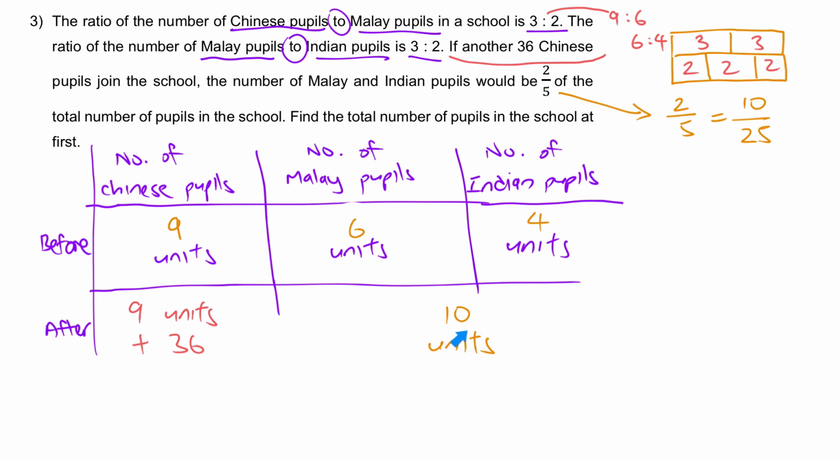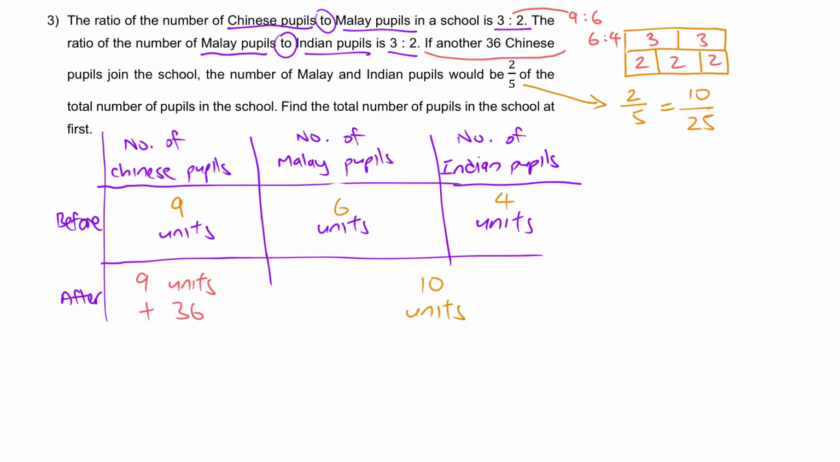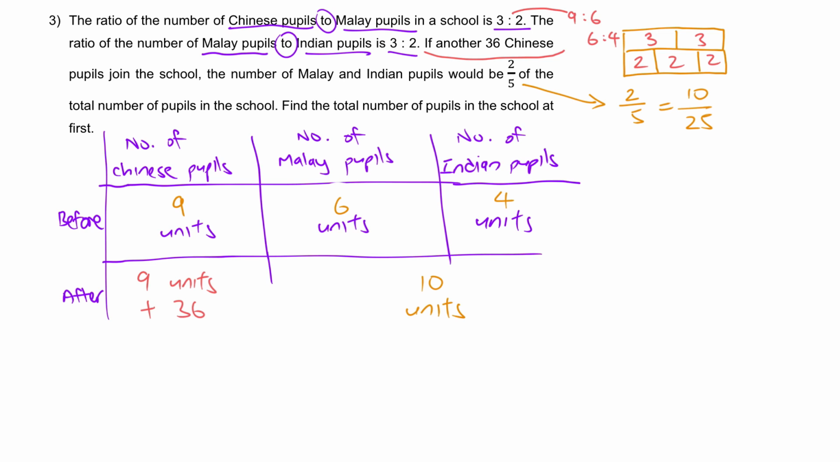If this is 10 units, the balance 15 must belong to here, right? This must be the balance 15 units. What can we say about 36? 36 must be 6 units. Let me reduce this. So first step, 6 units must be equal to 36 to give us 15. Alright, and we can find out what is 1 unit. Will be 36 divided by 6.